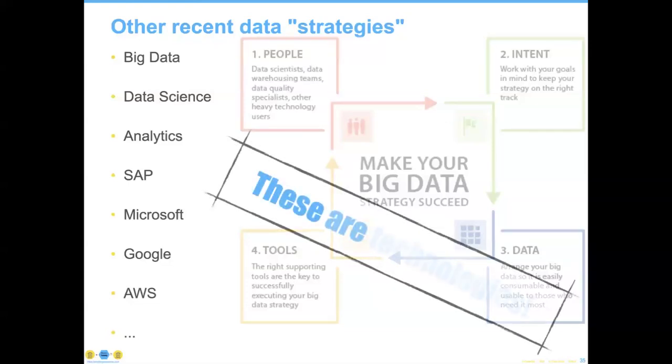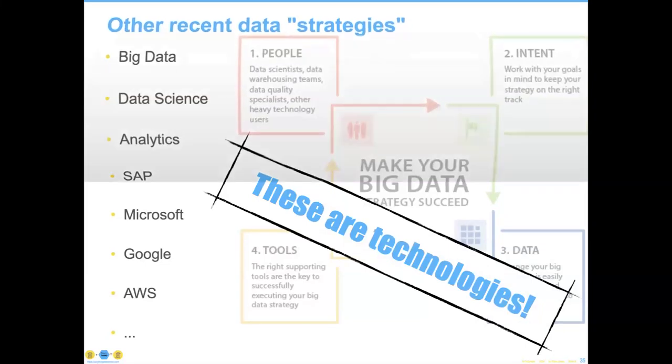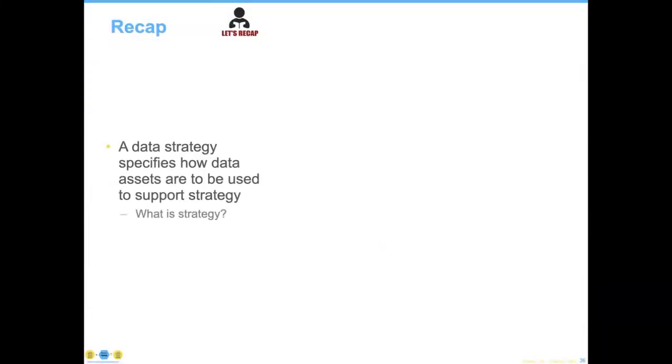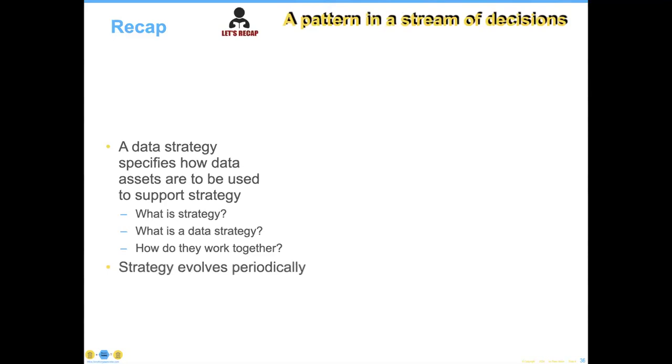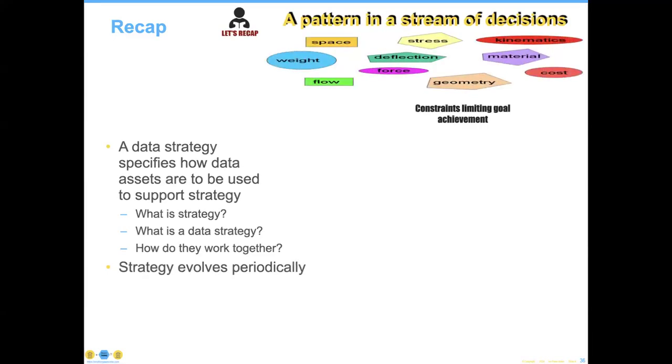These obviously are good technologies, but they are not in and of themselves strategy. So let's take a quick stop here and just say a data strategy specifies how data is going to be used. We understand now strategy should be a pattern in a stream of decisions, and this would be a pattern in a stream of decisions about data that help us achieve a certain aspect, flavor, or improve a subset of data, et cetera, and that they have to work together as complementary. Strategy itself is going to evolve periodically.